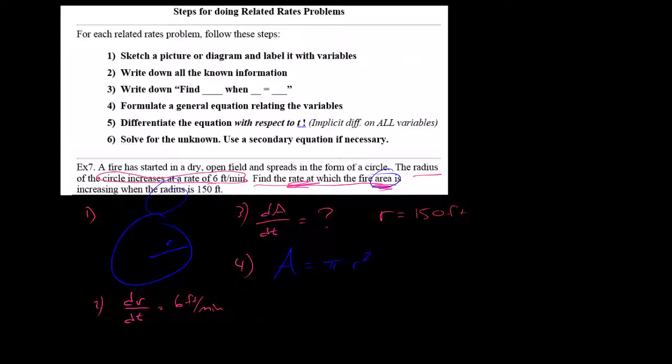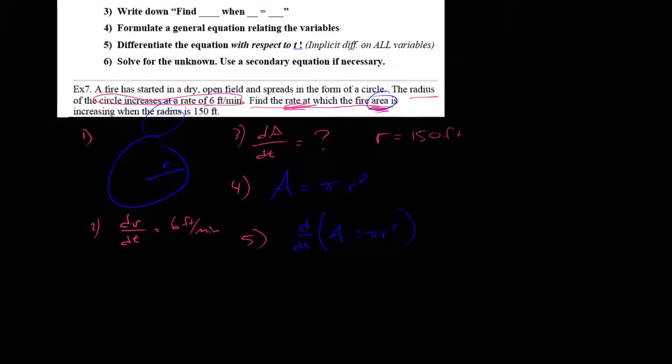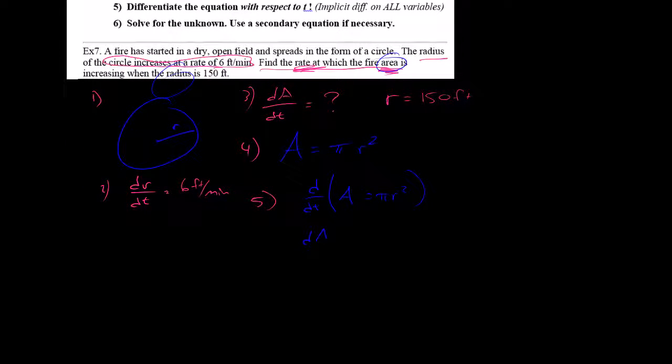So let's implicitly differentiate all of this. This is going to be step 5. Let's go back to blue. Blue is a lovely color. So we're going to differentiate this whole equation with respect to time. If we do that, we're going to get the derivative of A with respect to time is equal to pi times 2r dr dt. So that's all good and all, but what do we know? We know this and we know that.